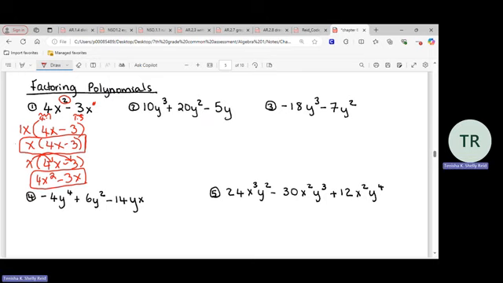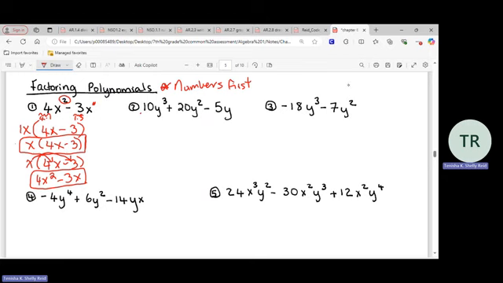Let's look at number 2. So, numbers first. Factoring is like division, right? It's the opposite of multiplication. So we have 10y to the third plus 20y squared minus 5y. So for the 10, 20, and 5, I'm going to think what is the greatest common factor 10, 20, and 5 have together?